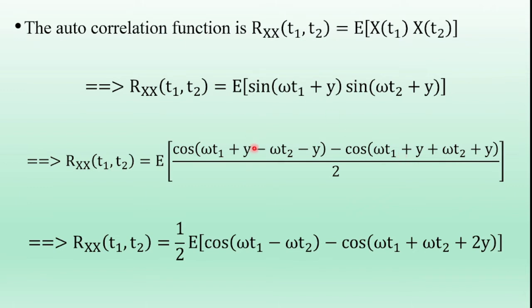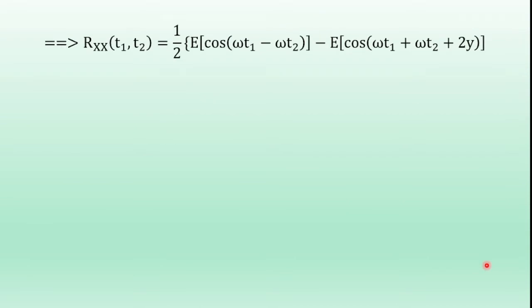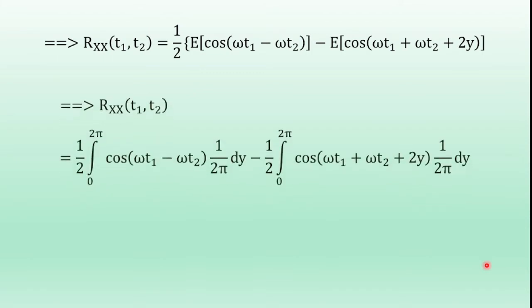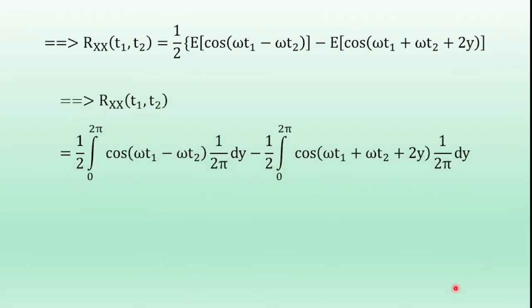Now here in the first term, plus y and minus y cancel, and the remaining first term is the expectation of cos of omega t1 minus omega t2, minus cos of omega t1 plus omega t2 plus 2y. Now applying the expectation to each term, Rxx of t1 comma t2 is equal to 1 by 2 into the expectation of cos of omega t1 minus omega t2, minus the expectation of cos of omega t1 plus omega t2 plus 2y. So using the expectation of x of t expression, in this case the function is cos of omega t1 minus omega t2, and in this term the function is cos of omega t1 plus omega t2 plus 2y.